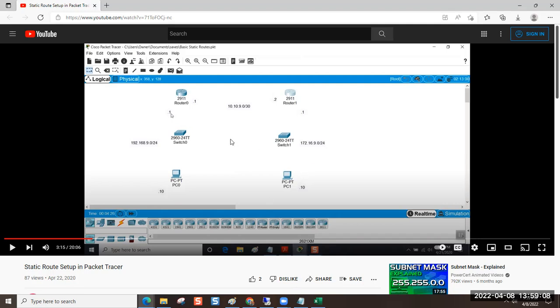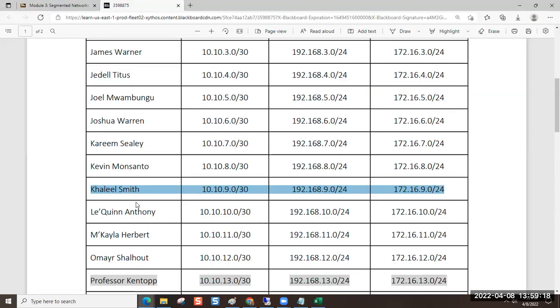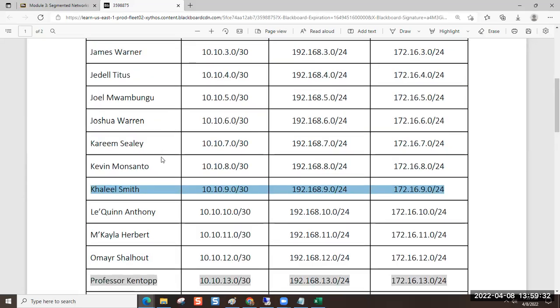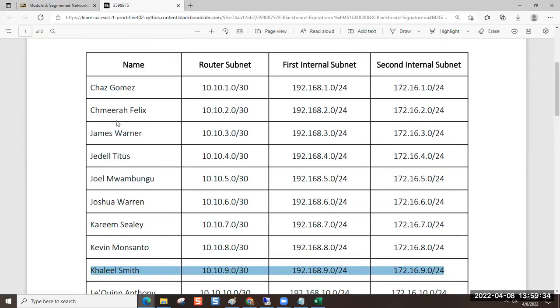The only difference is I don't want you to use the same values I use, with the one exception. We've already said that Khalil will be using the .9. I can demonstrate this on Monday in class. I'll use the .13, and if you want, I can demonstrate it live on Monday. But each of you are going to use your own network.